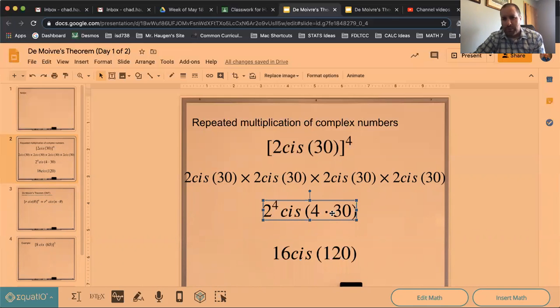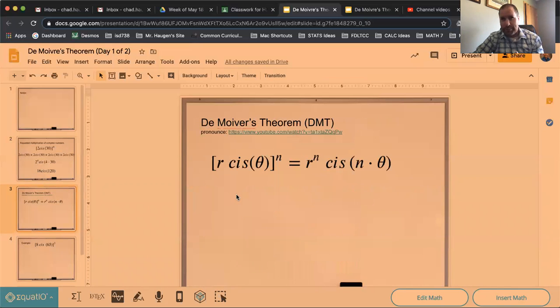So really this is just 4 times 30. That's what this number got multiplied times here. And that's it. Like that's the whole thing of exponents of complex numbers. And to put this, it looks really complicated, but really that's all it is. This is called de Moivre's theorem. De Moivre's theorem. It's tough for me to pronounce.